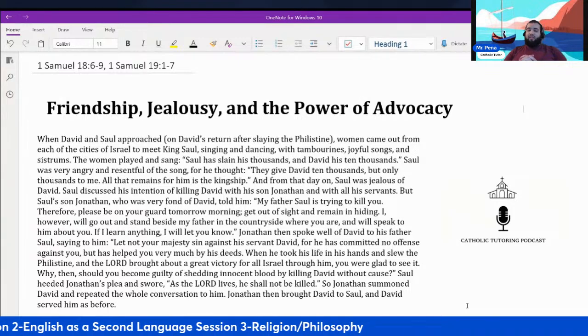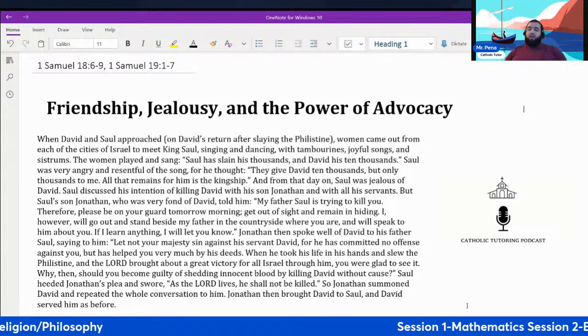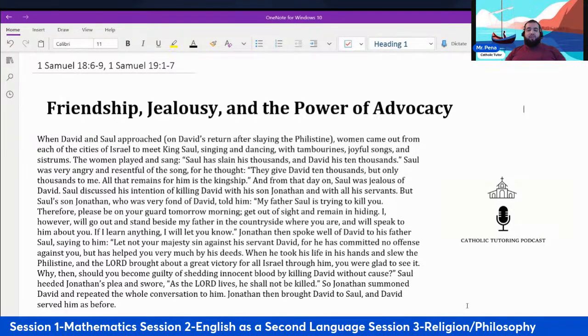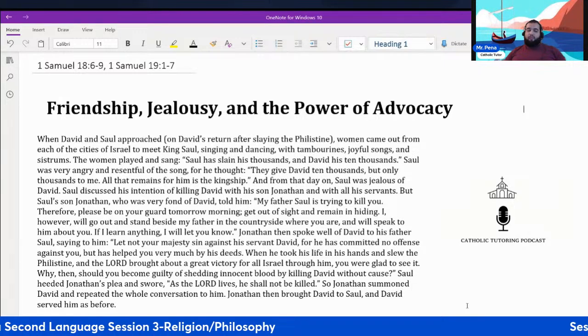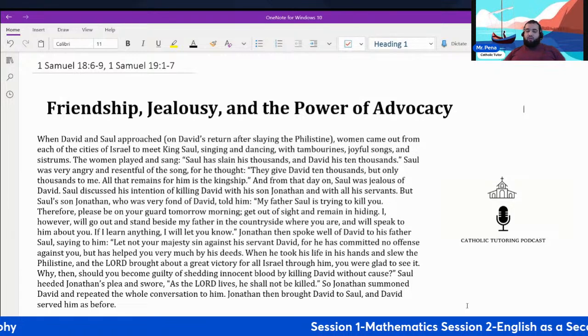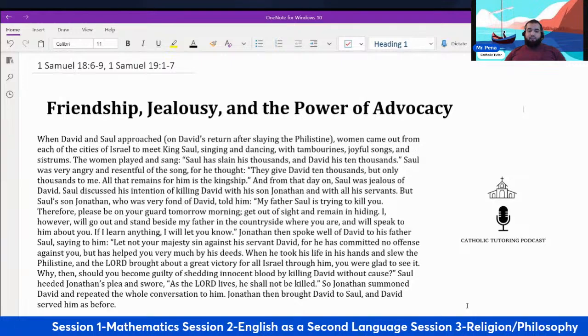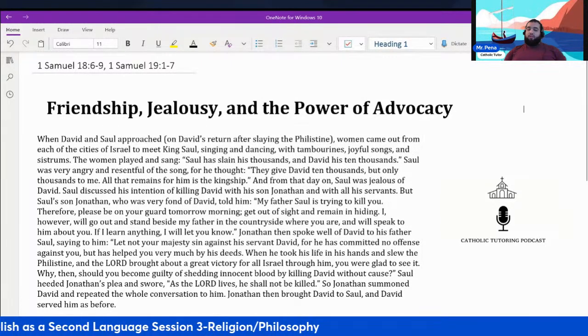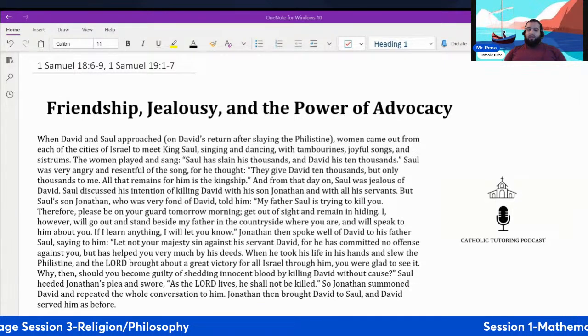When he took his life in his hands and slew the Philistine, and the Lord brought about a great victory for all Israel through him, you were glad to see it. Why then should you become guilty of shedding innocent blood by killing David without cause? Saul heeded Jonathan's plea and swore, as the Lord lives, he shall not be killed. So Jonathan summoned David and repeated the whole conversation to him. Jonathan then brought David to Saul, and David served him as before. The word of the Lord.